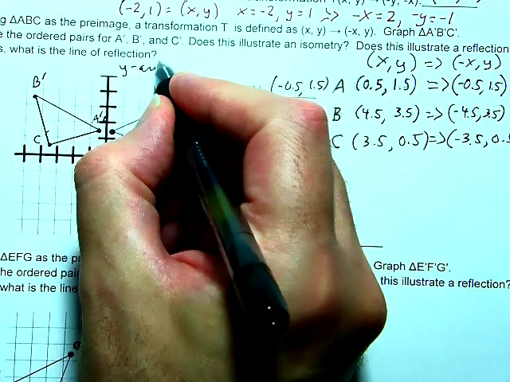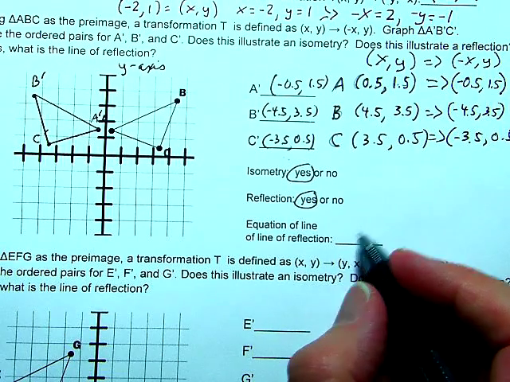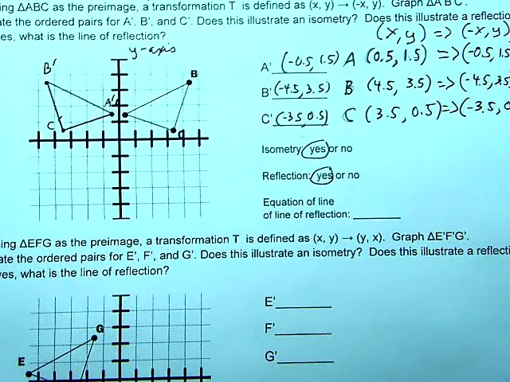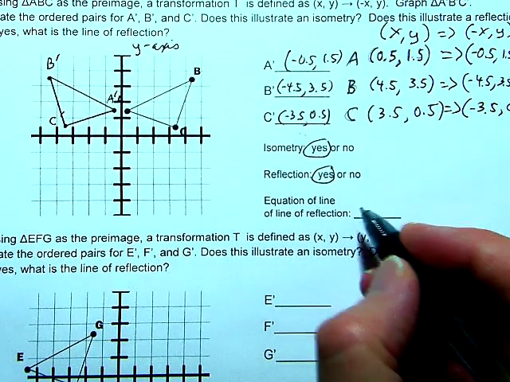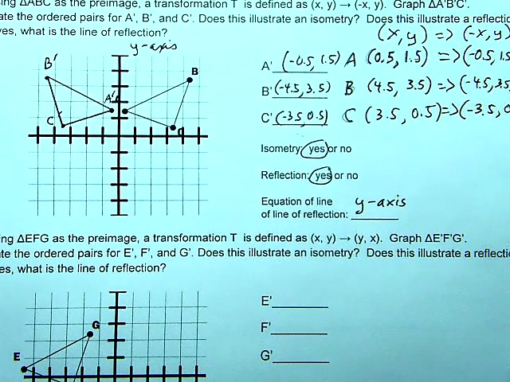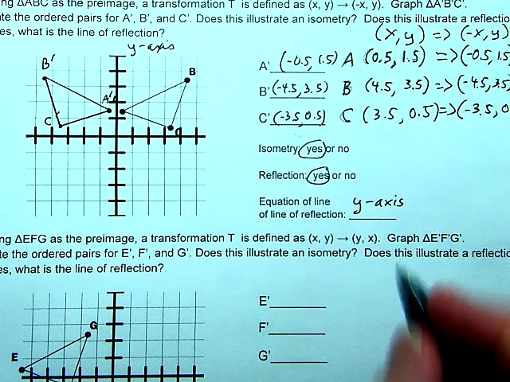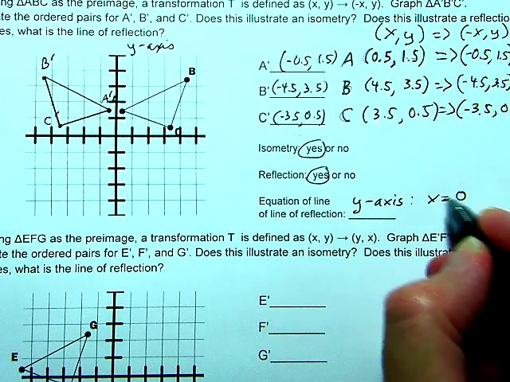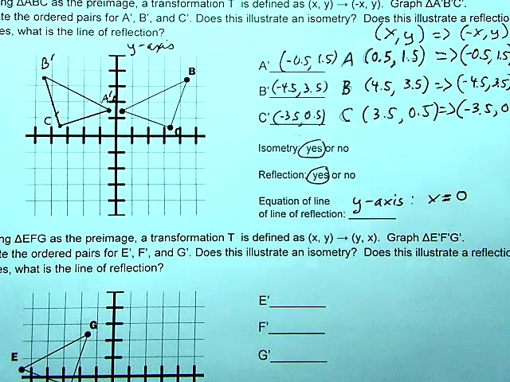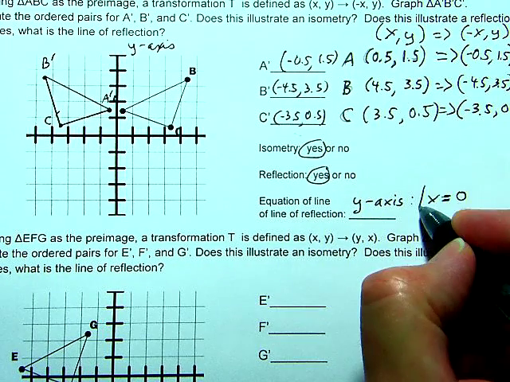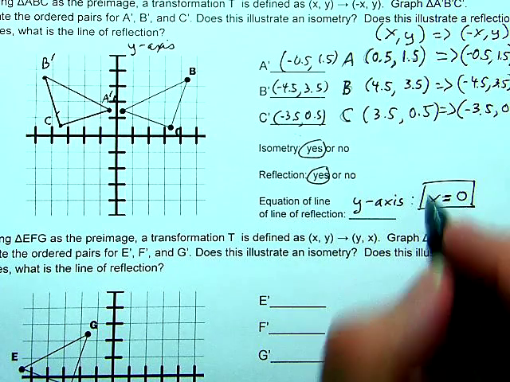This is the y-axis, and the equation of the line of reflection, well, they're asking for the equation of the y-axis, so the answer would be, really it's the y-axis, but the y-axis does have an equation. Okay, the y-axis equation is x equals 0. Okay, that is the equation of the y-axis, x equals 0. That would be the answer, or the y-axis itself could be the answer.